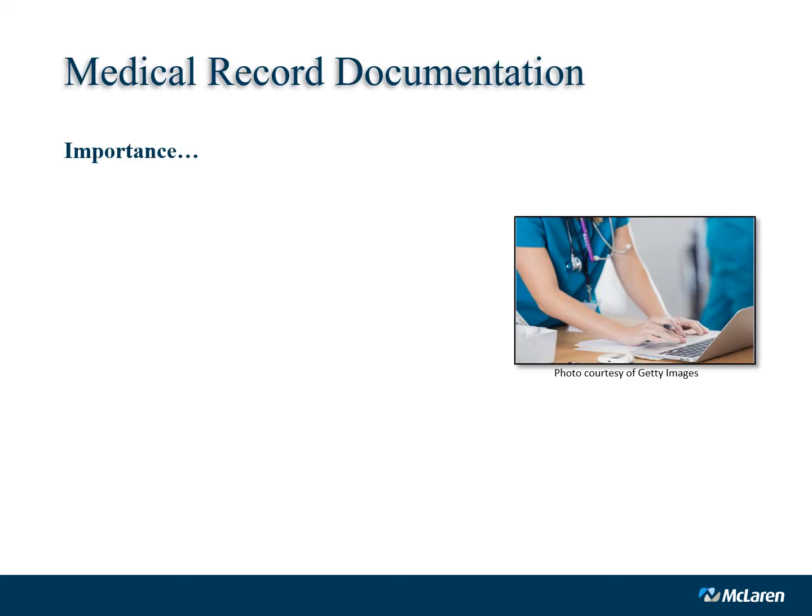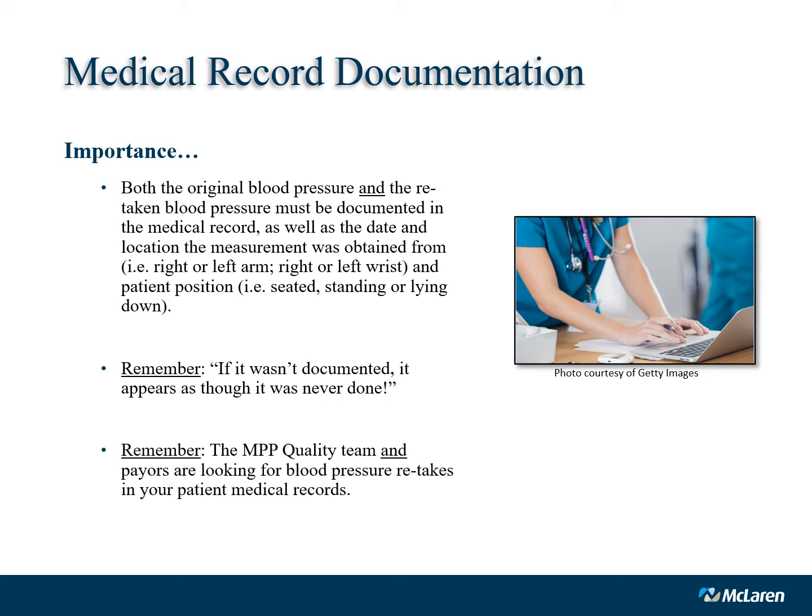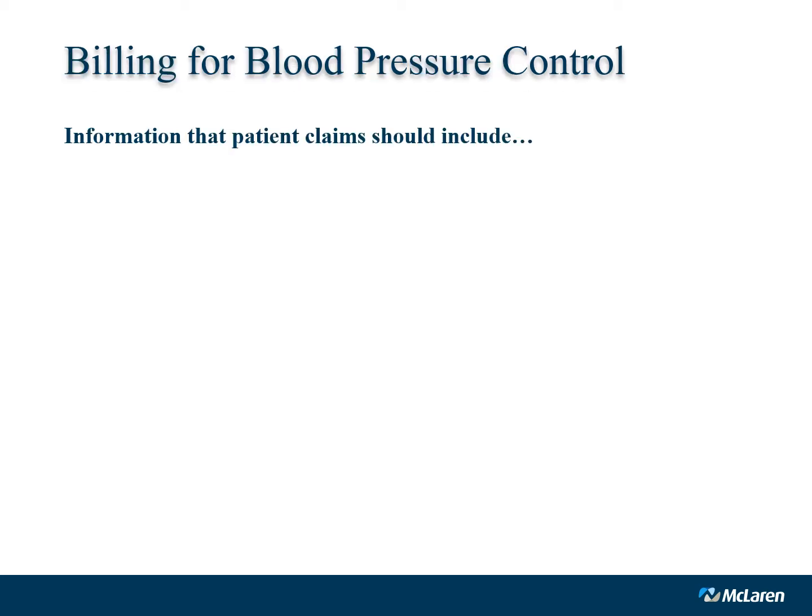Let's now go over the importance of documenting correctly in a medical record. Both the original blood pressure and the retaken blood pressure must be documented in a medical record, as well as the date and location the measurement was obtained from, i.e. right or left arm or right or left wrist, and patient position, i.e. seated, standing, or lying down. Remember, if it wasn't documented, it appears as though it was never done. Also remember, the MPP quality team and payers are looking for blood pressure retakes in your patient medical records.